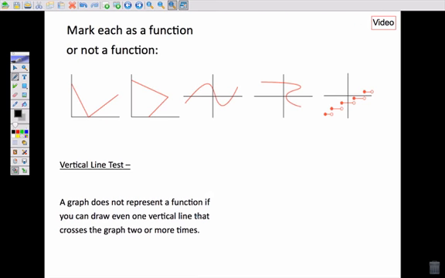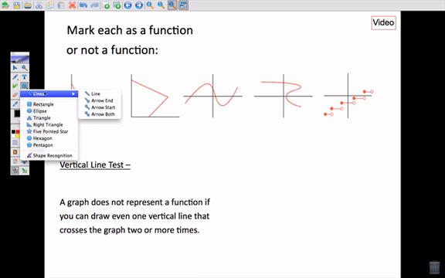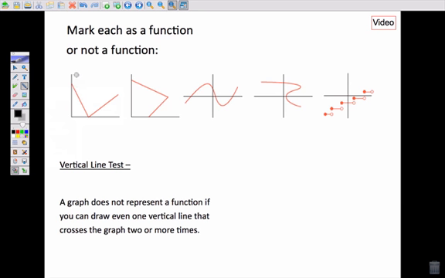If we look at some graphs to figure out whether each one is a function or not, and this is actually straight off your pretest. I don't know if you recognize that or not, but it is. The way you can tell whether a graph is a function or not is by using the vertical line test. What that means is you take some sort of vertical line, a ruler or your hand, and drag it across this graph.